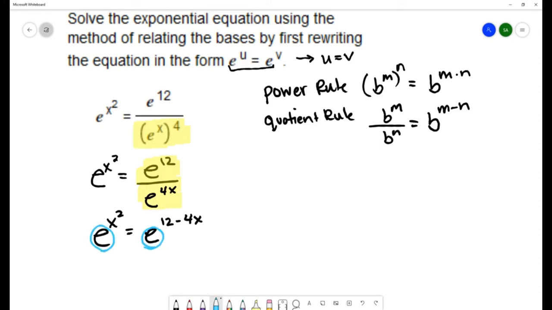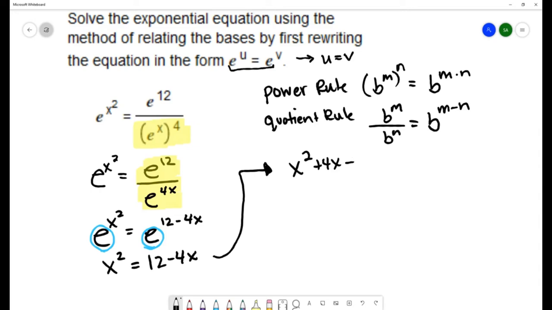We can apply our one-to-one property and say that the exponents must be equal to each other. So x squared equals 12 minus 4x. So we have a quadratic equation. I'm going to move all the terms to the same side. That will give x squared plus 4x minus 12 equals 0. We can try to solve this by factoring. Let's see if that works.